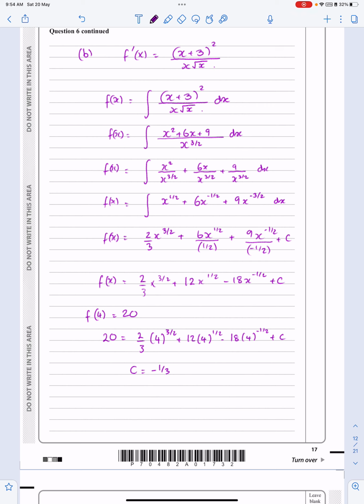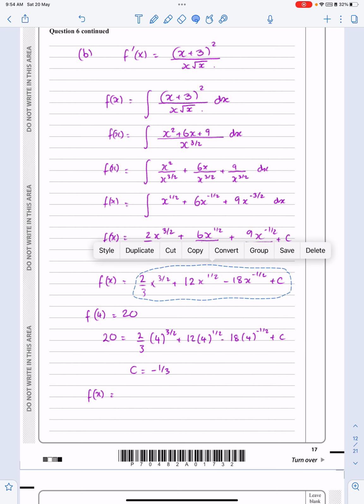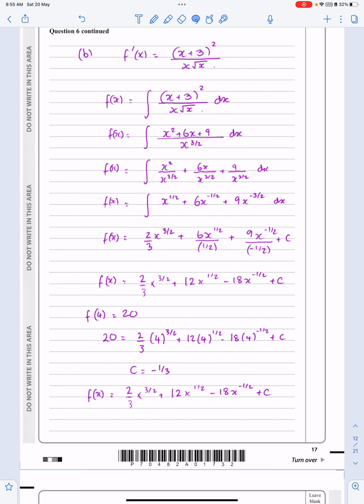So my final answer then, f(x) equals, well, I had just a second to go, but instead of having c now we have minus 1/3. Okay, hopefully that makes sense.